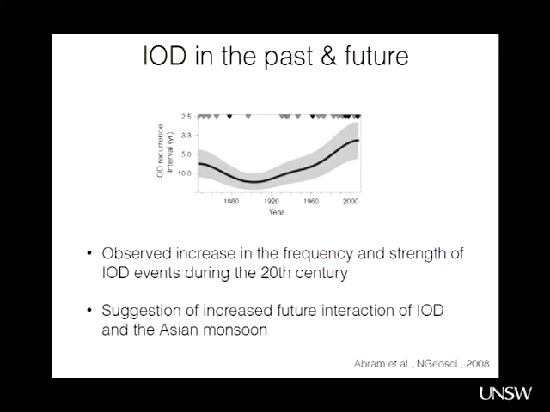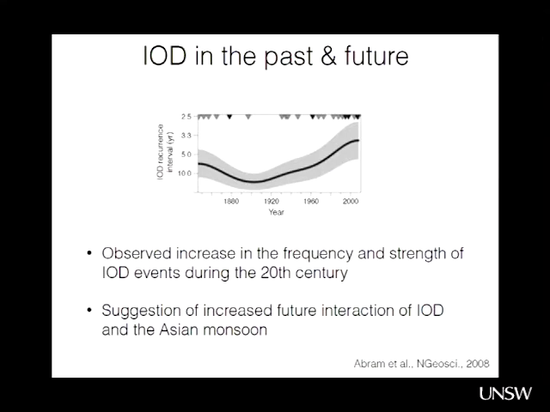So, for example, these triangles up here show when there was a strong IOD event, and so the black triangles are a strong event, and the grey triangles are a medium amplitude event. And what they showed is that the occurrence has been increasing in the last couple of decades. So we've had Indian Ocean dipole events more often and more strongly than over their proxy record, which went back further in time than this, which is how they can calculate it to be statistically significant.